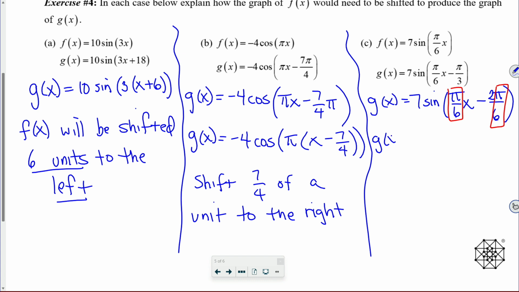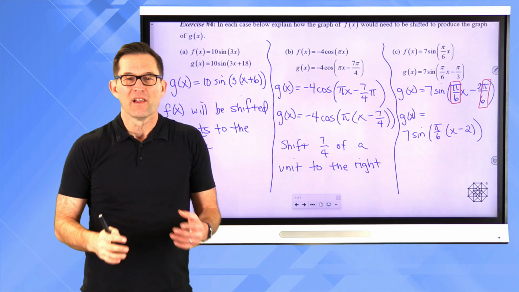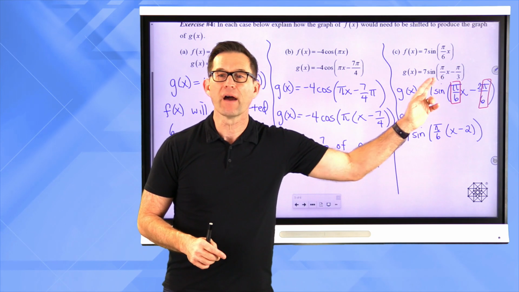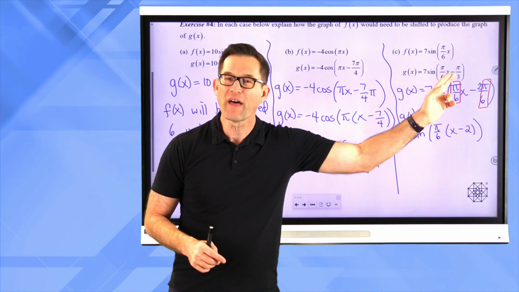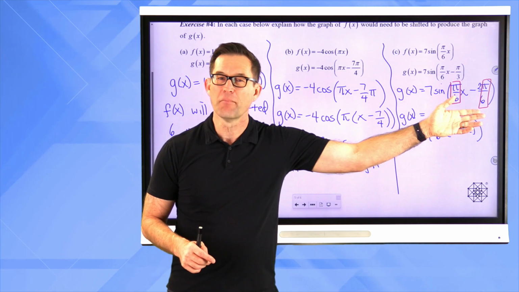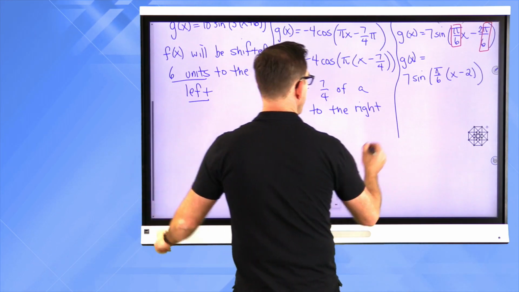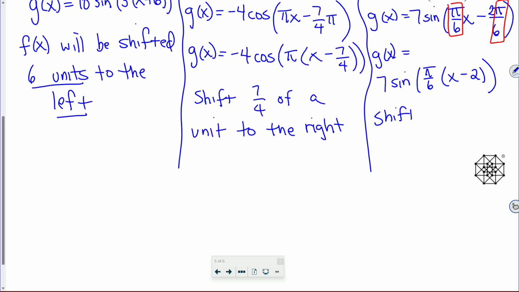So g of x will be equal to 7 times the sine of pi over 6 times x minus 2. Right? A little algebraic, mindful manipulation to allow me to factor a pi over 6 out of both of those. I want that pi over 3 to be written like a pi over 6, specifically 2 pi over 6, so I can now say it's a shift of 2 units to the right.